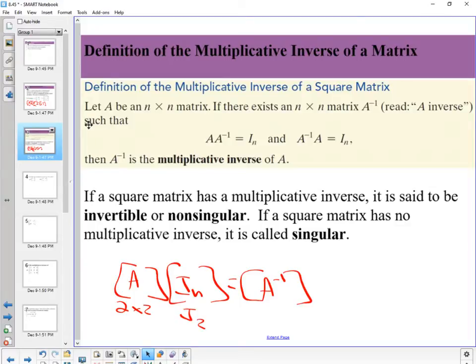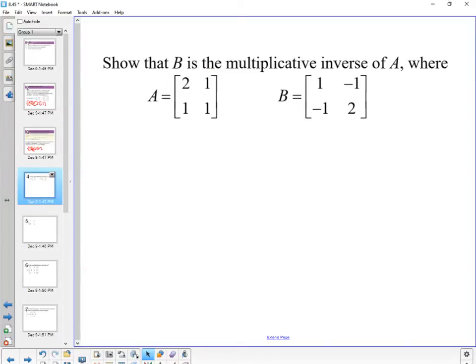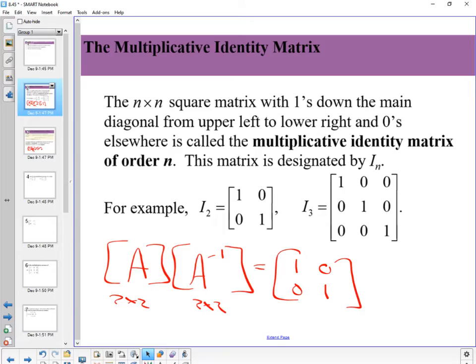So this is all just theoretical so far. Well, not theoretical, these are just the rules. Let's see what this is going to look like. You guys ready? So, show that B is the multiplicative inverse of A. What should I expect to get when I multiply the two? I'm multiplying these two to check if they're inverses. What should I get? 1, 0, 0, 1. I should get this.